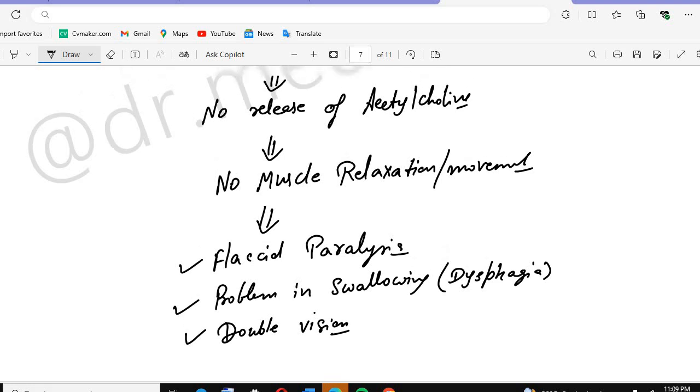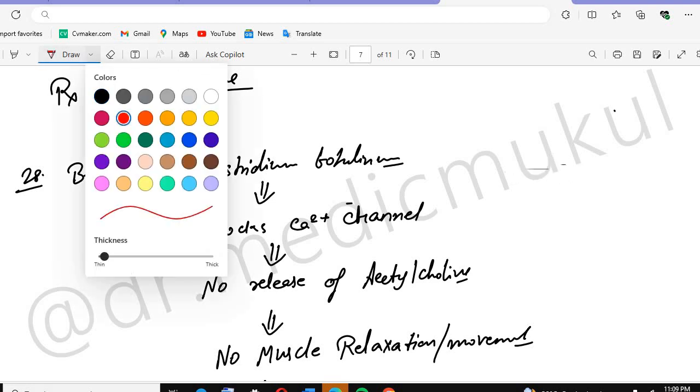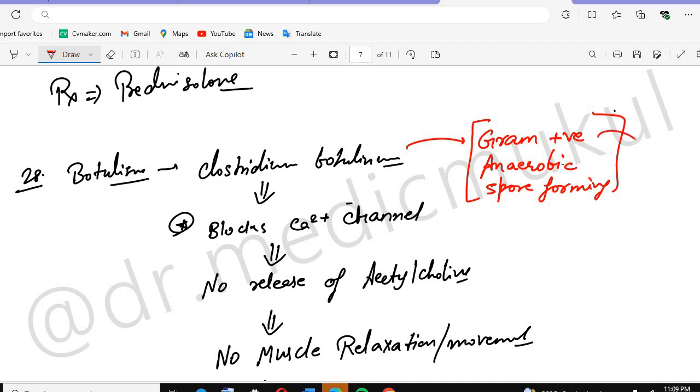Remember that when we talk about Clostridium botulinum, is it gram positive or gram negative? This is a gram positive bacteria, and it is anaerobic, and it is a spore forming bacteria. Remember these 3 points, very important. It is a gram positive, anaerobic, spore forming bacteria. Gram positive bacteria release toxins, and we call that toxin the exotoxin.